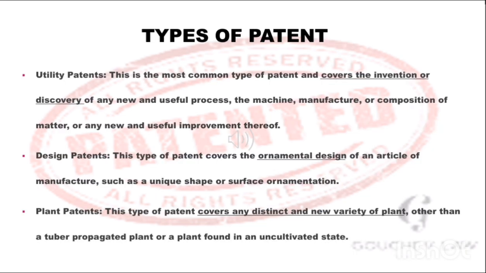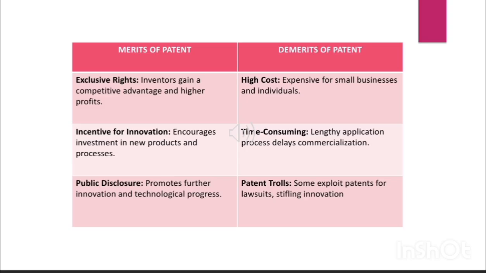Now let's move to the types of patent. There are three types of patent: utility patent, design patent and plant patent. Utility patent is the most common type of patent and it covers the invention or discovery of any new and useful process. It can be machines, manufacture or composition of a matter. The second one, which is a design patent, covers the ornamental design of an article of a manufacture. And the plant patent is a type of patent that covers the new variety of plants in an uncultivated state. I hope that now everyone must have understood what patent is.